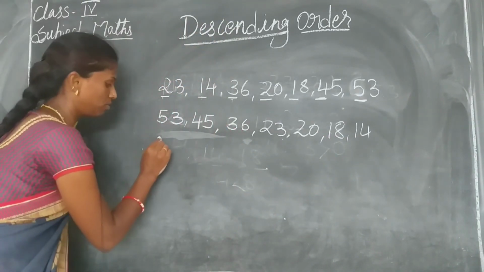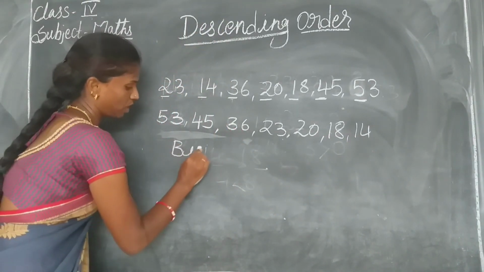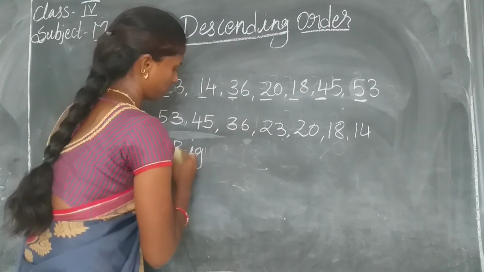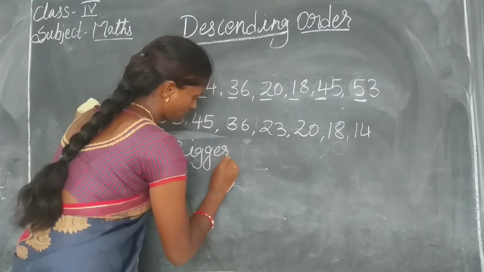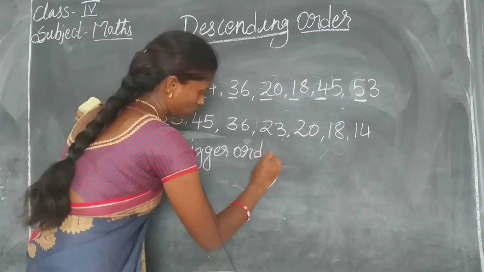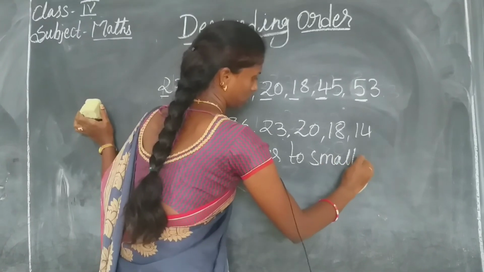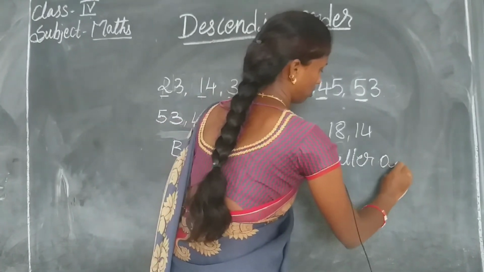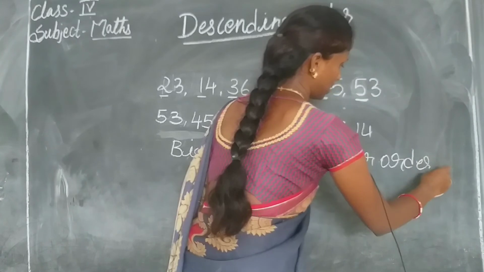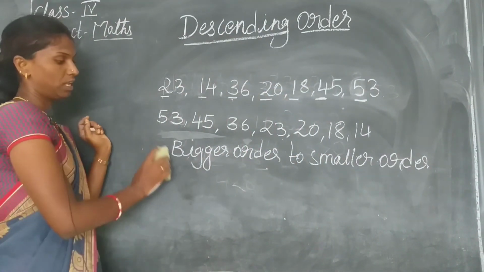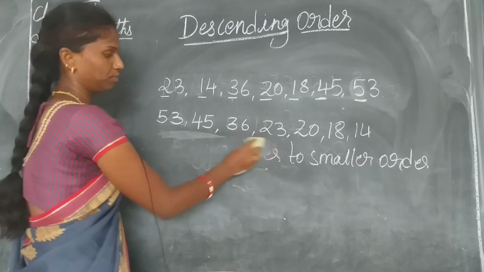So descending order means we have to arrange the numbers in bigger order to smaller. We have to arrange the digits in bigger order to smaller order. Let us take some more examples.